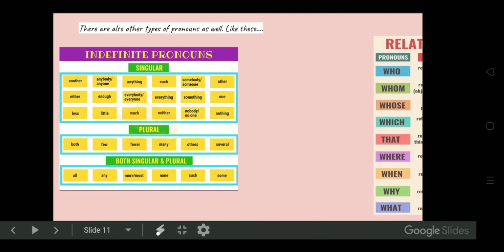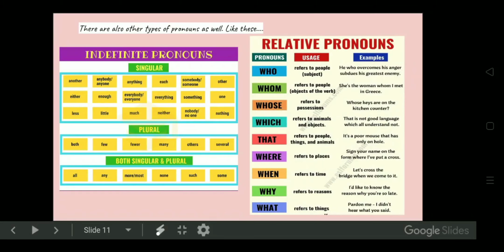And then relative pronouns. Okay, relative pronouns are quite important as well, especially when you want to know which of these WH question words to use in different contexts. Okay, for example, who, you use it to refer to people. You don't use where, you don't use when for people.